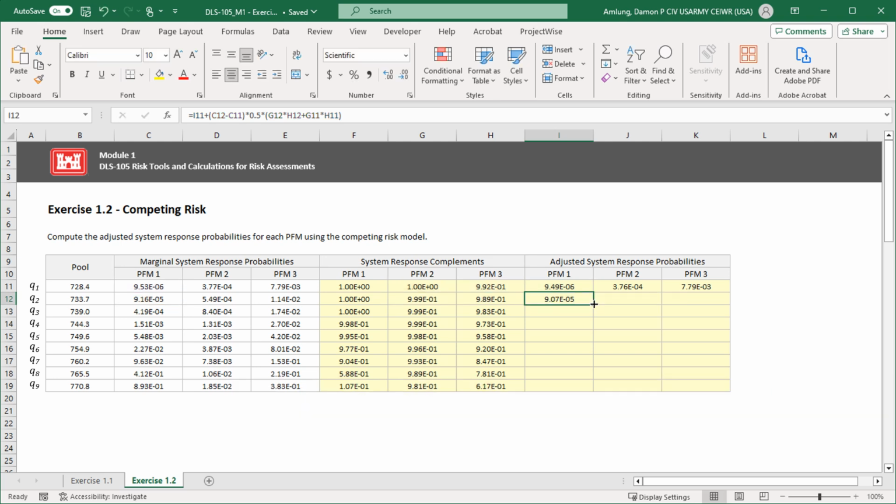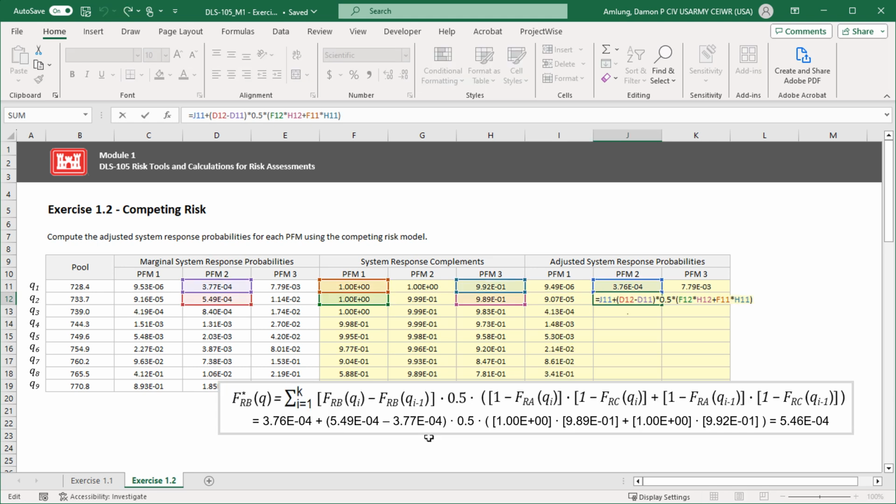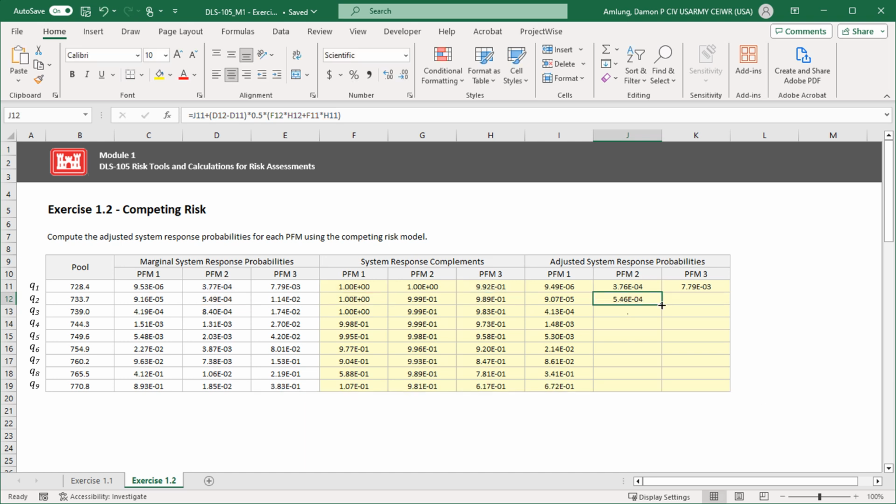Next, move your cursor to the corner of the cell and double-click when you see the plus sign to use that same formula to populate the rest of the cells. Repeat the prior steps for PFM2. The formula is the same, but we now use the system response probabilities for PFM2 and the complements for PFM1 and PFM3. Move to the corner of the cell and double-click to finish up PFM2.